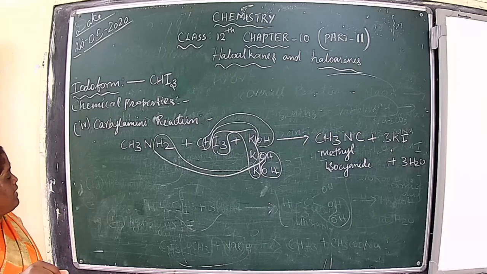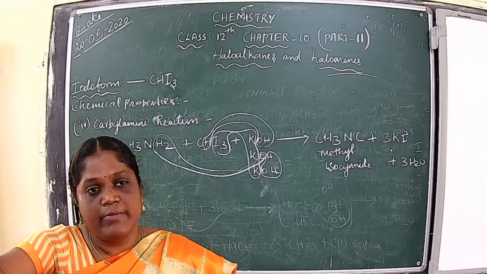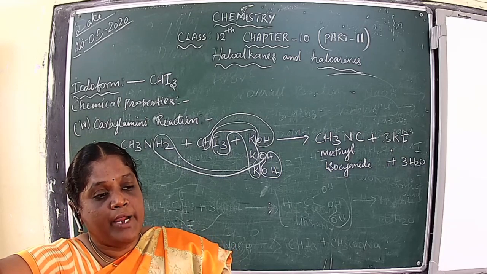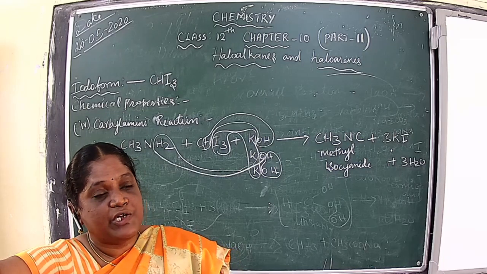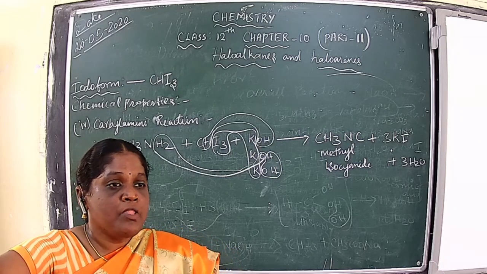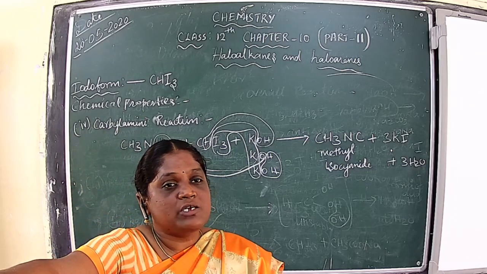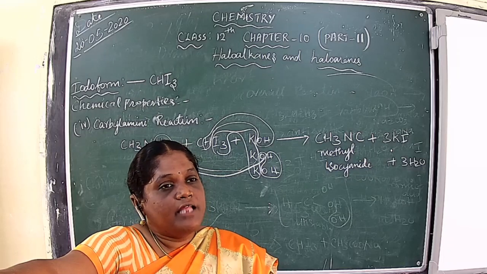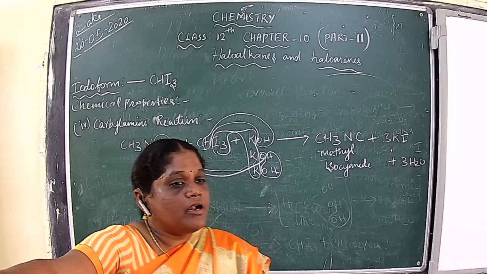This reaction name is what? Carbylamine reaction. Carbylamine reaction means a primary amine and aromatic amine react with chloroform or otherwise iodoform with KOH alkali to give isocyanate. To give what? Isocyanate. That reaction name is the carbylamine reaction.